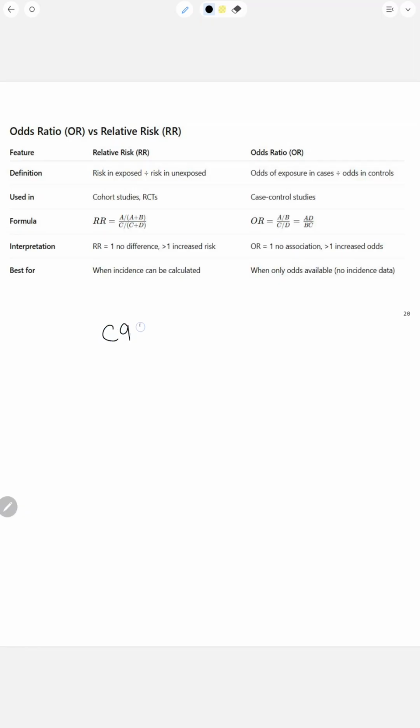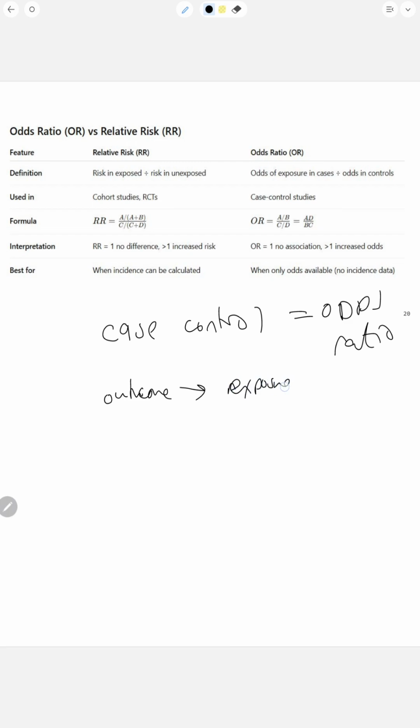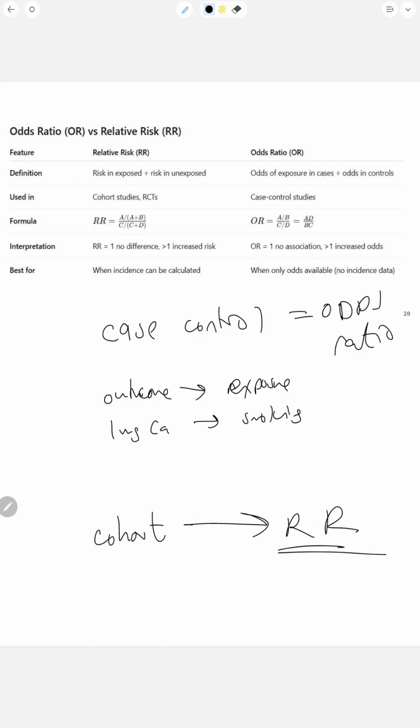So for a case control, you're going to do odds ratio, right? And remember, case control, again, you're starting from the outcome, and then you're looking backwards, looking for the exposure or risk, whatever you want to call it. So for example, you're starting from lung cancer and you're working backwards to check if smoking was an associated risk factor to develop this outcome. On the other hand, a cohort study, we're going to do relative risk, right? So odds ratio, case control; cohort study, relative risk.